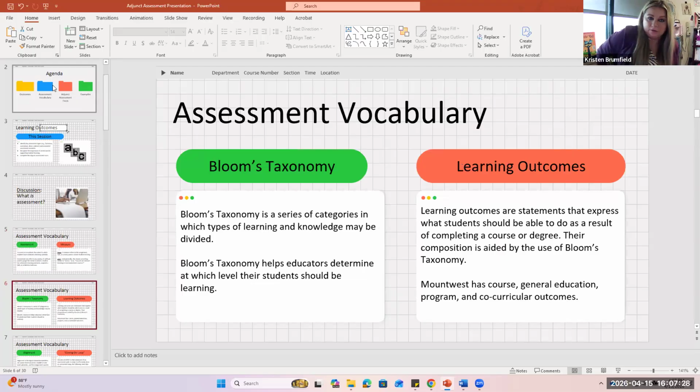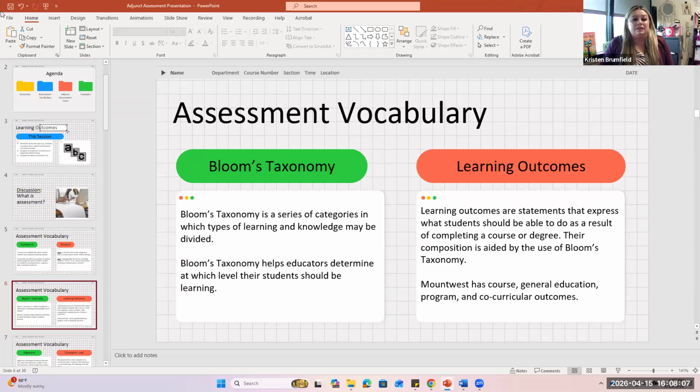Bloom's taxonomy: most of you, or probably all of you, are very familiar with Bloom's. If you're not, it's a series of categories of types of learning and knowledge that can be divided. What Bloom's does is help us as educators determine what level students should be learning. Learning outcomes are statements that express what students should be able to do as a result of completing an individual course or even their degree, and their composition is aided by Bloom's taxonomy.